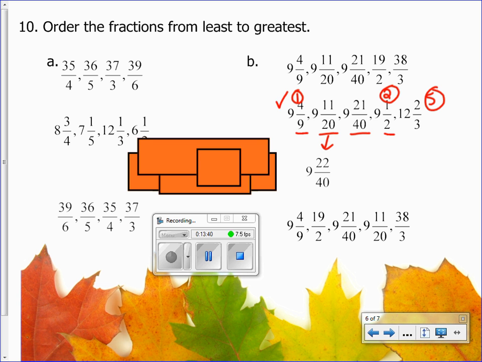So the first step that we did was we put them all in mixed numbers. Then we chose the ones that we knew were going to be the least, ones that we knew were going to be the greatest just by looking at them. And then if we still couldn't determine which one came next, we found the least common denominator for them.